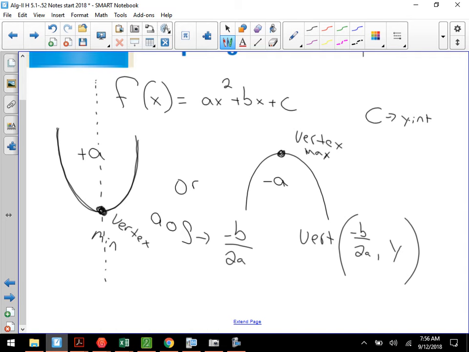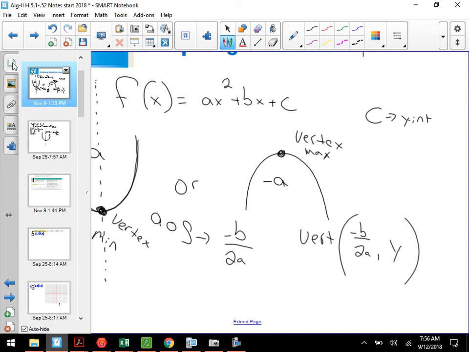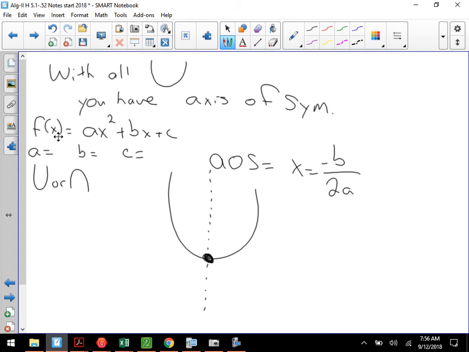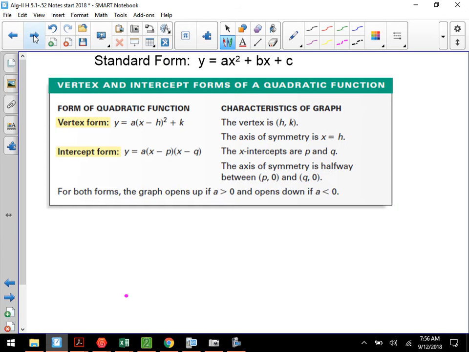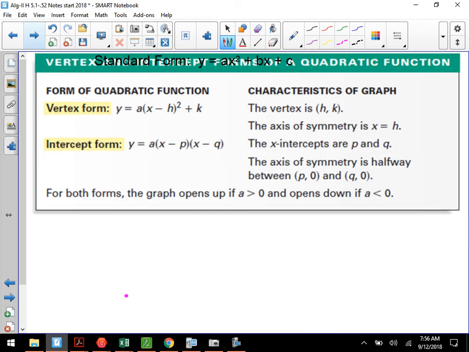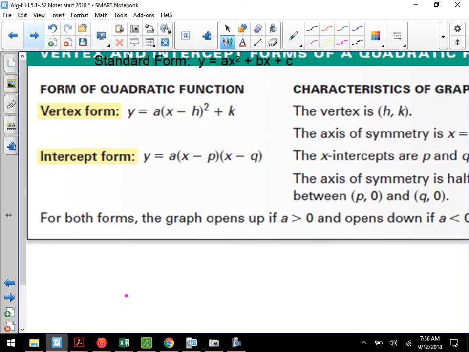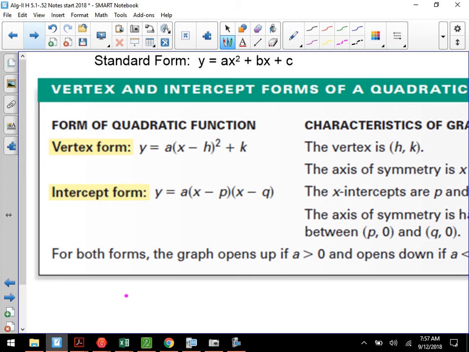A lot of info there. Other forms: you have what's called vertex form and intercept form. And we'll go through these separately. It'll be easier to.